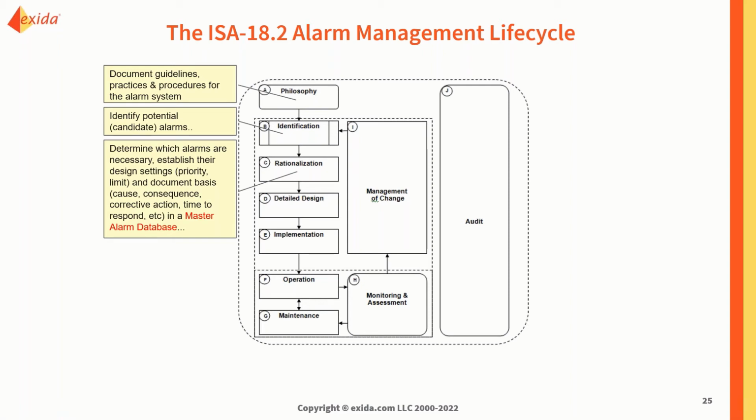And then we go into the rationalization process. The rationalization process focuses on reviewing all the alarms: for each alarm, what are their causes, consequences, corrective actions, and the time to respond. And then we also review the set points and priorities of that particular alarm as well. And then finally, after the rationalization, we will be able to build a master alarm database.